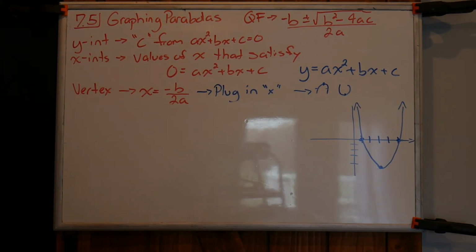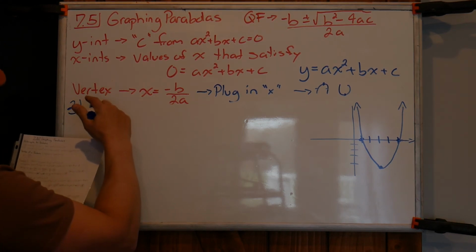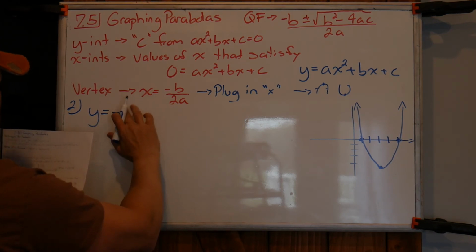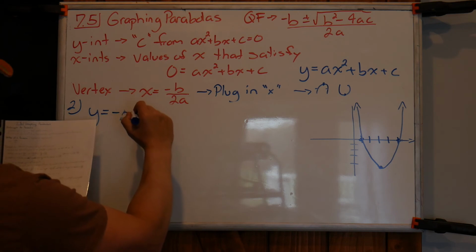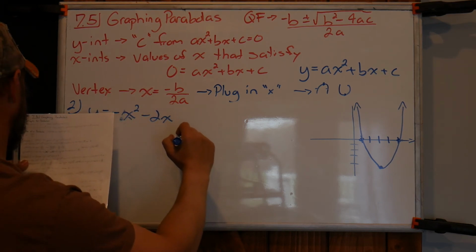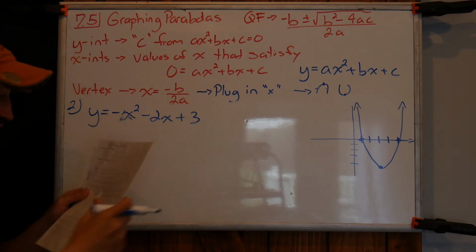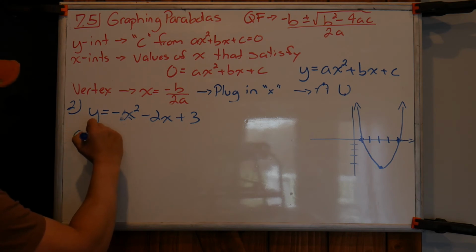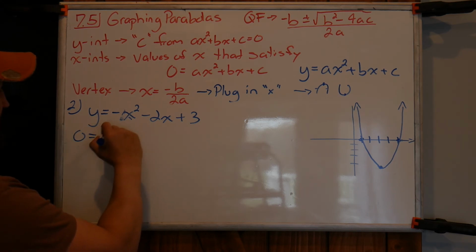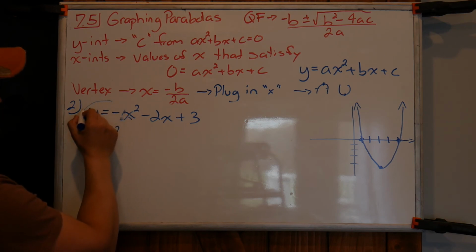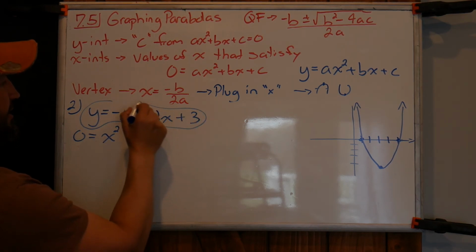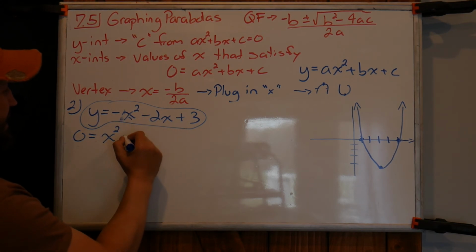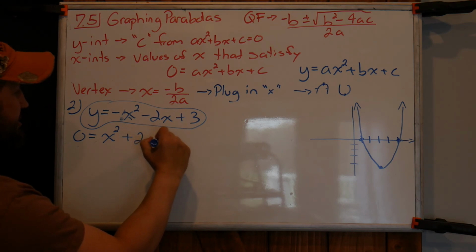So example 2 is what we're going to move to, and we have y equals negative x squared minus 2x plus 3. To solve it, to set it equal to 0, I'm going to negate so that I have a positive. This is my original equation, but to solve it, I'm just going to negate it to set it equal to 0. So I have a positive x squared plus 2x minus 3.